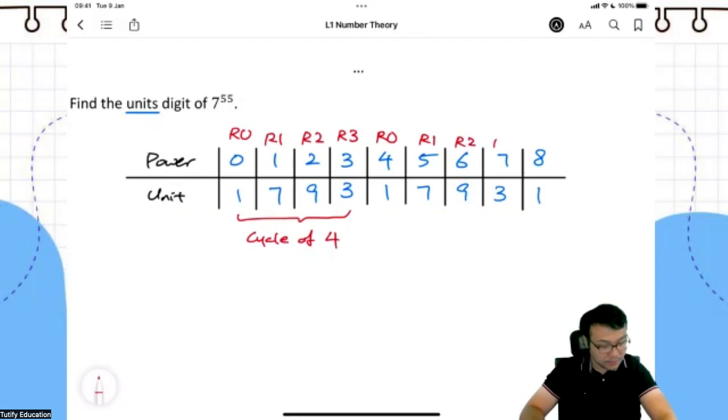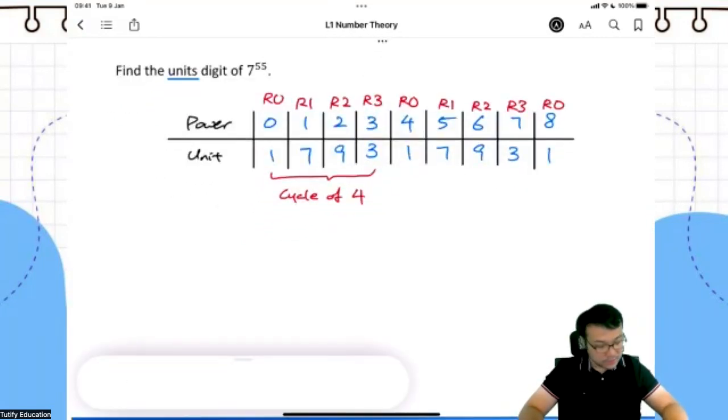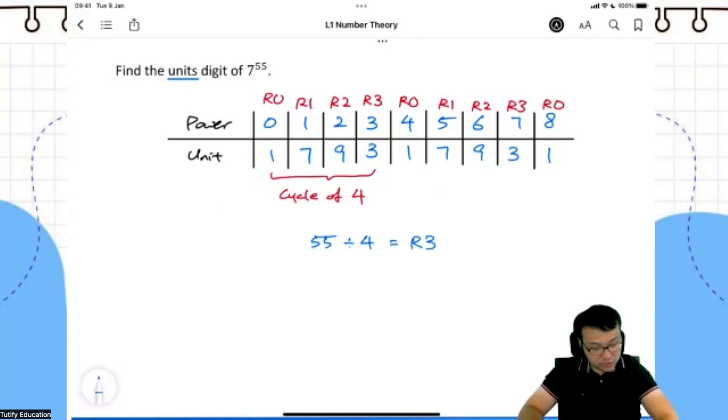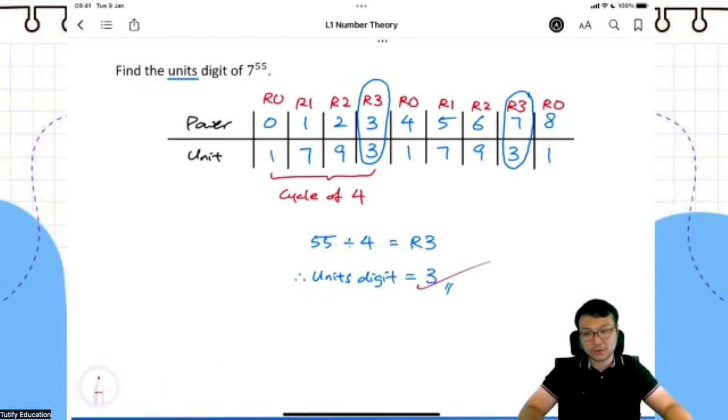Then you can see the pattern. Okay, remainder 1, remainder 2, remainder 3, remainder 0. 1, 2, 3, 0. 1, 2, 3, 0. Now, we can take 55. If you take the power 55, divide by 4, the remainder is 3. So if the remainder is 3, it corresponds to the number 3. Do you realize? Then we can say, therefore, the units digit is 3. There you go, students.